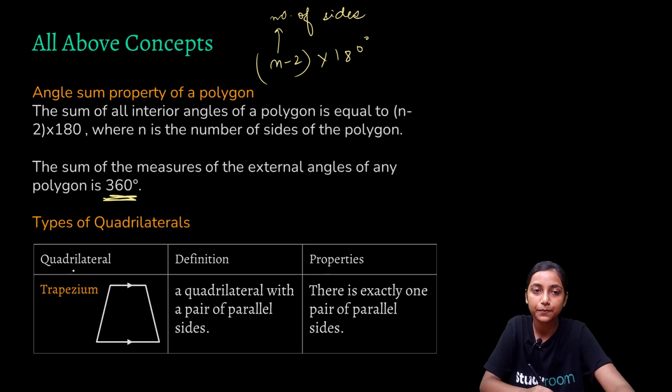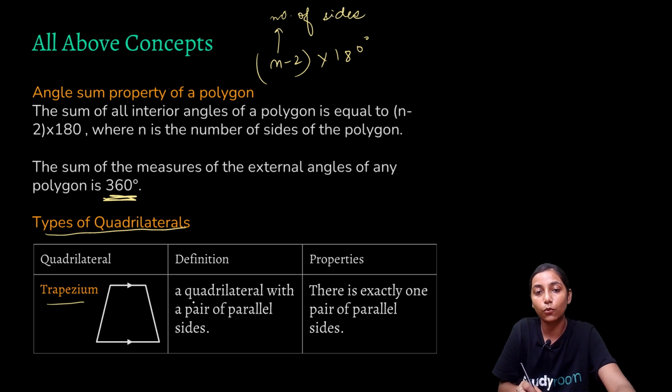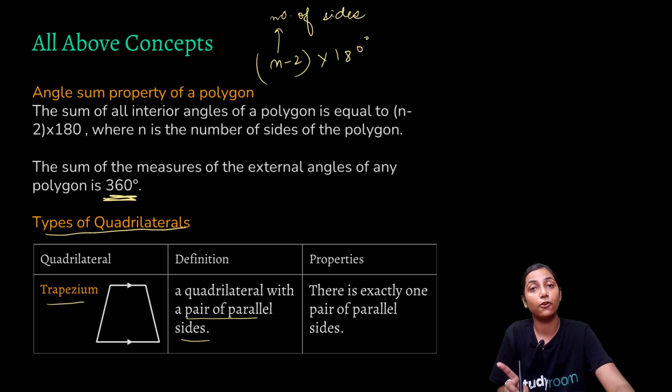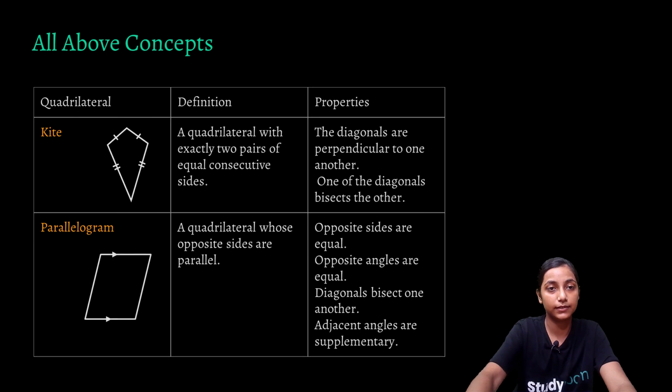We studied this. Then we studied the types of quadrilaterals. One of them was the trapezium. A trapezium was a quadrilateral that has a pair of parallel sides. Here this side is parallel to this side, so this is a trapezium. Exactly one pair of parallel sides will be in a trapezium.